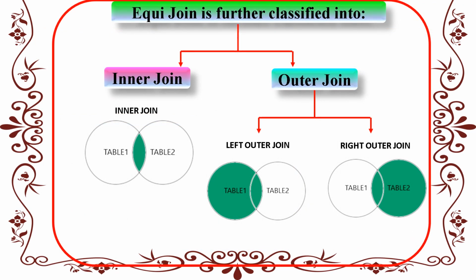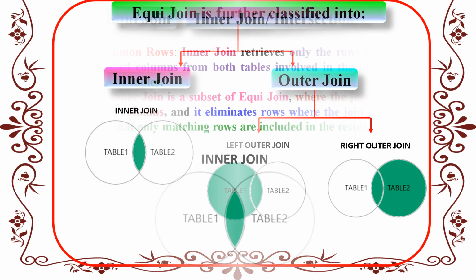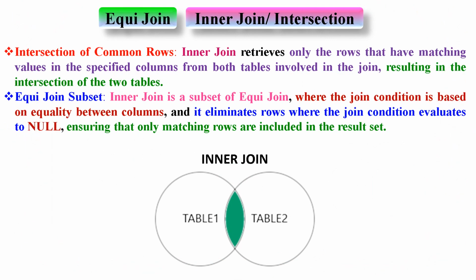Equi Join is further classified into inner join and outer join. Outer join is classified into left outer join and right outer join. Let's discuss the inner join or intersection. Intersection of common rows. Inner join retrieves only the rows that have matching values in the specified columns from both tables involved in the join, resulting in the intersection of the 2 tables.